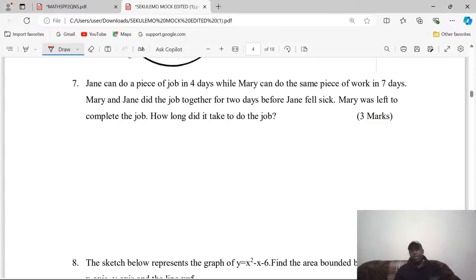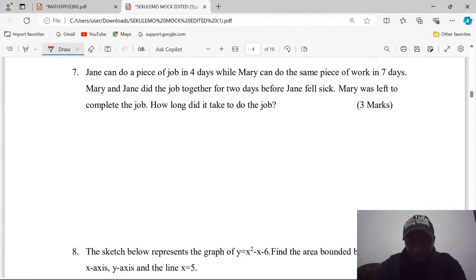Okay. Rates of work and proportions. Jane can do a piece of work in 4 days, while Mary can do the same piece of work in 7 days. We are told that Mary and Jane did the job together for 2 days before Jane fell sick. Mary was left to complete the job. How long did it take to do the job?